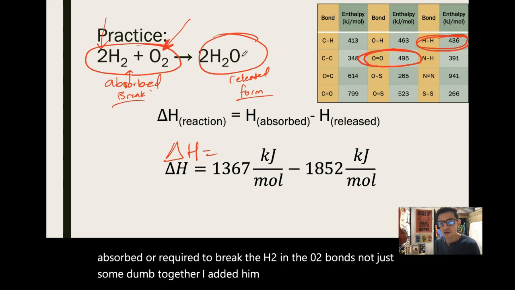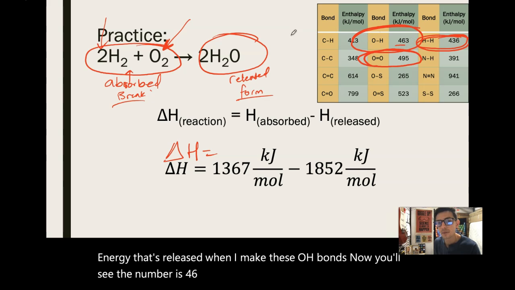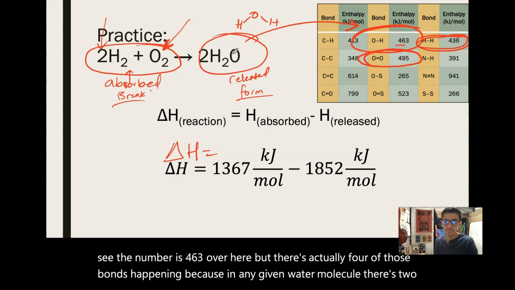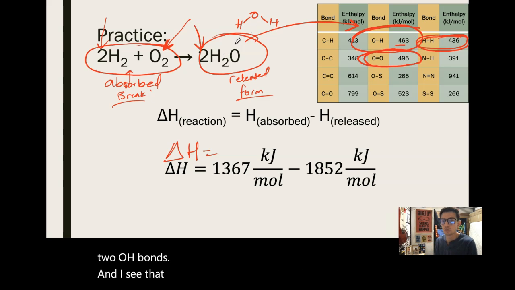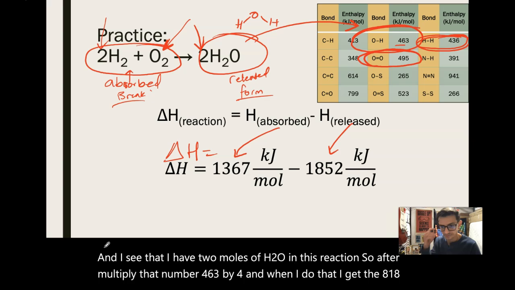And then I add up the amount of energy that's released when I make these OH bonds. Now you'll see the number is 463 over here, but there's actually 4 of those bonds happening because in any given water molecule, there's 2 OH bonds. And I see that I have 2 moles of H2O in this reaction, so I have to multiply that number 463 by 4. And when I do that, I get the 1852 that's right here.